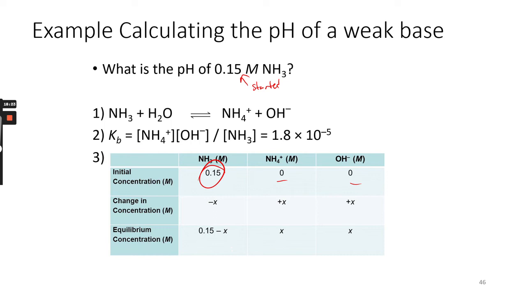Now, again, this x is going to be much smaller than our initial concentration, so we could ignore this x right here. And that is only true if x is much smaller than the initial concentration.